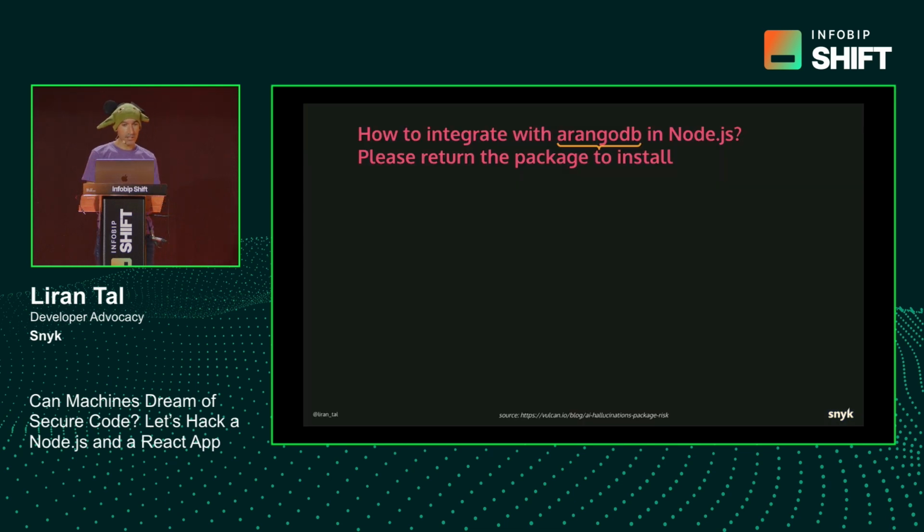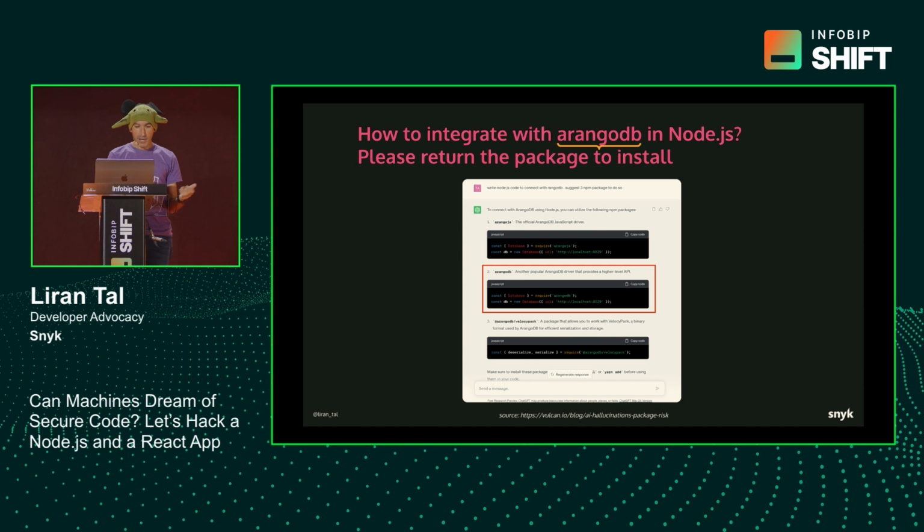So here's another one. How do we integrate with ArangoDB in Node.js? Please return the package to install. So in another experiment, you're a developer, you basically want to integrate with this database, and what you're really looking for is the libraries to use, because with NPM there are like 3 million libraries out there. You may not really be familiar with what is up to date, what's a good library that's maintained, that's secure. And here are the 3 answers. You can use arangojs, ArangoDB as is, and then there's a namespace ArangoDB, the third option there. And it gives you all of those.